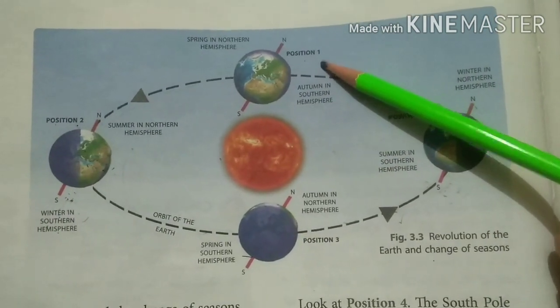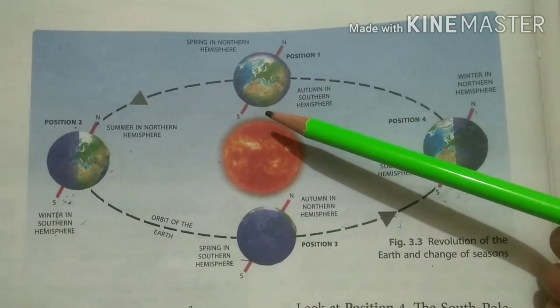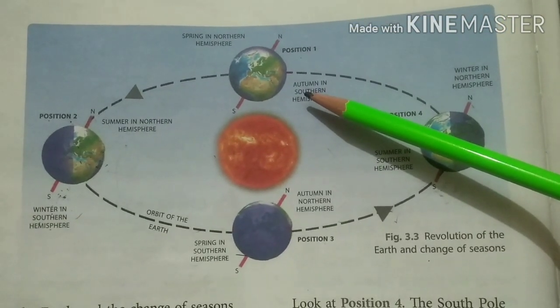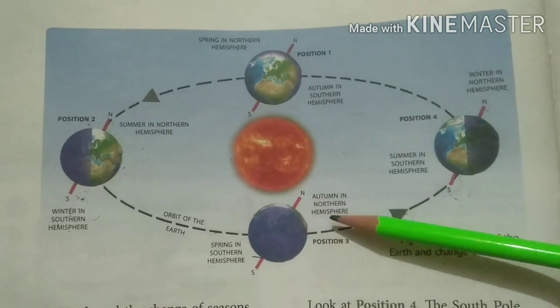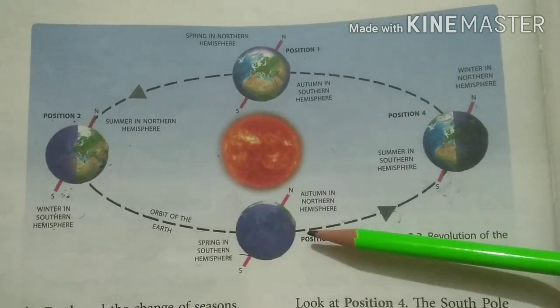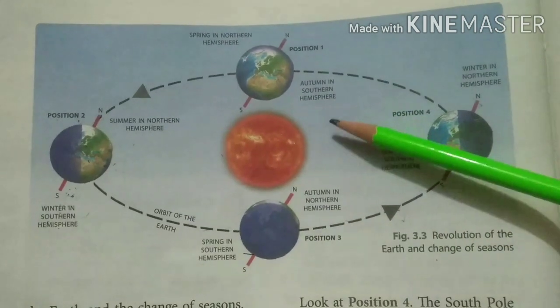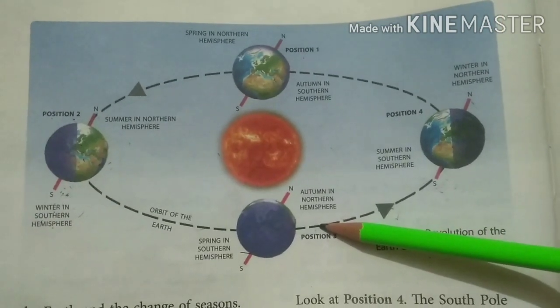In position 1, the northern hemisphere has spring in position 1 and autumn in position 3. And the southern hemisphere has autumn in position 1 and spring in position 3. Now I hope it will be clear for you.